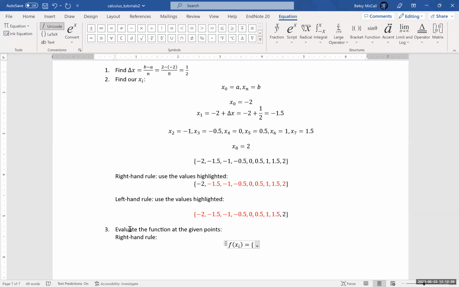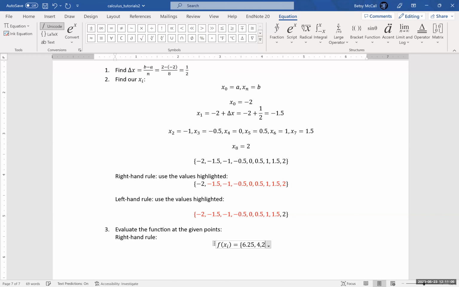And you can use your calculator for this rather than do all the math by hand. I have plugged everything into my calculator, and I'm just going to output the values that come out of the function for the corresponding point. So when I plug in negative 1.5, I get 6.25. When I plug in negative 1, I get 4.